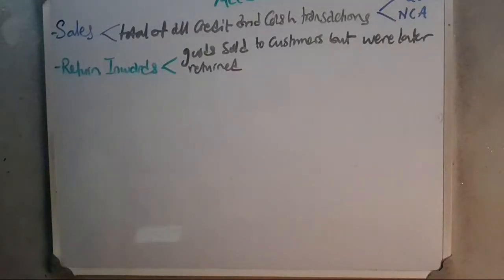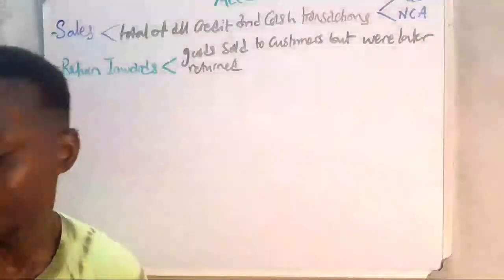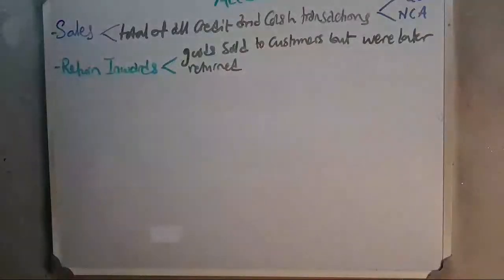Okay, these goods were later returned, maybe based on wrong specification, the model, or the color, deficiencies. Maybe along the way during the process of transporting it, something got bad. All right, all these things could lead to why goods like this are being returned.